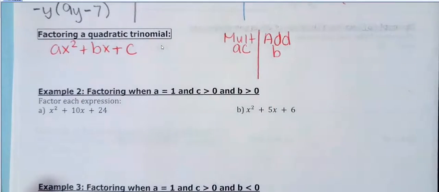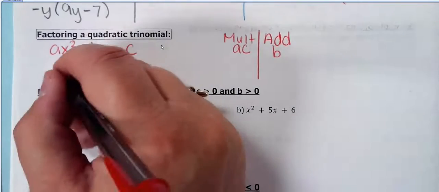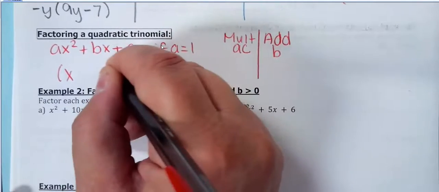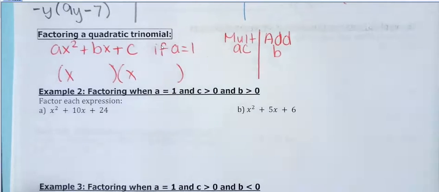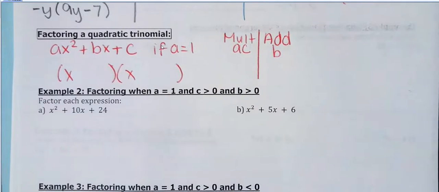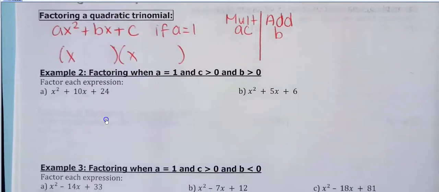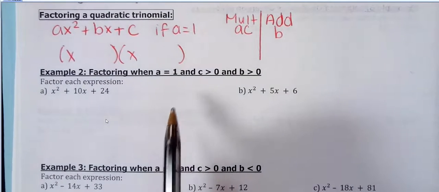Okay, if you can do that, I'm going to write here, if a is equal to 1, the format will always set up with two sets of parentheses. They'll both start with an x. And then the two numbers, and there will only be two, that fit both of these requirements, you'll just use those to fill the factors in, and then you'll have the factored form. Okay, so I kind of separated these out a little bit just to give you guys a heads up. So the first expression is here in example 2. Let me slide this up a little bit. Oh, actually, let me back up one second.